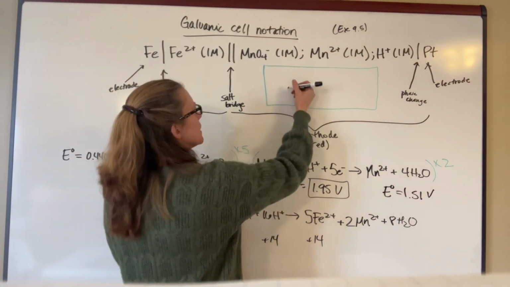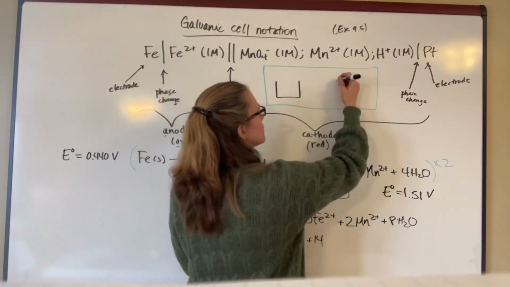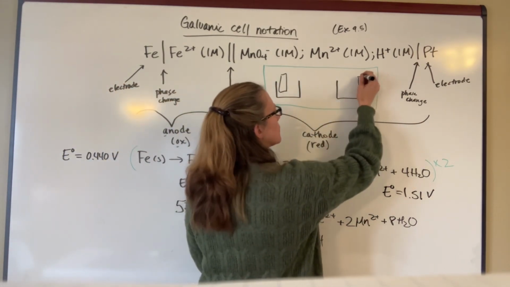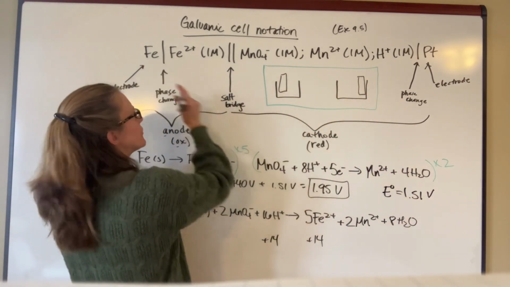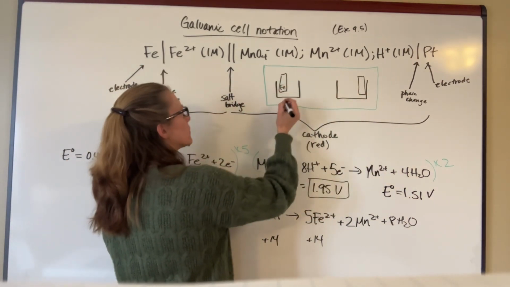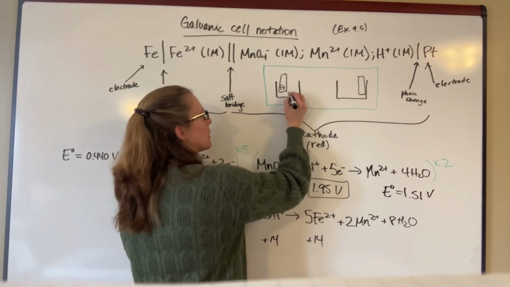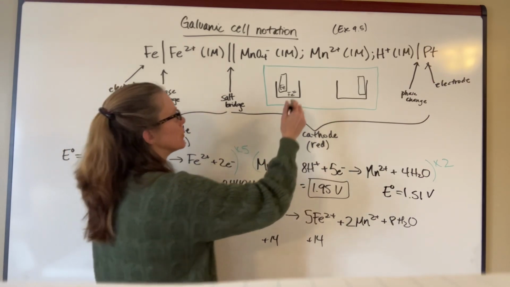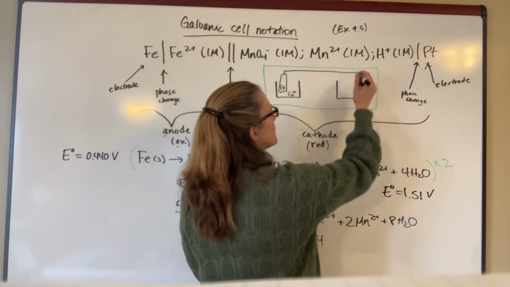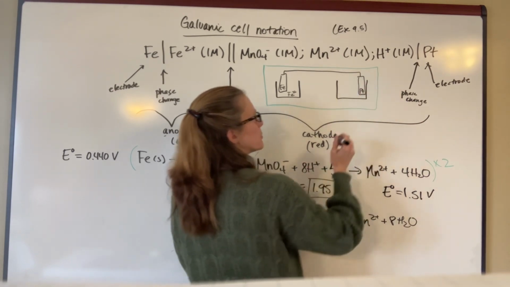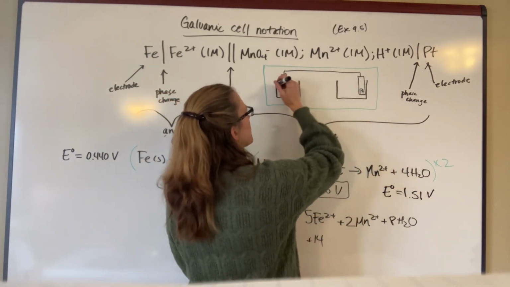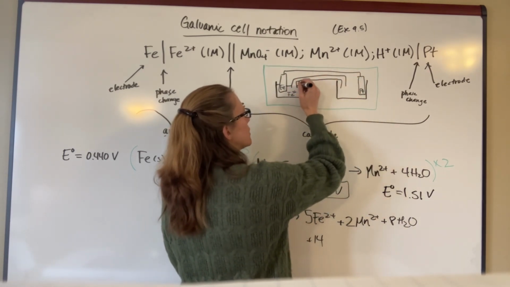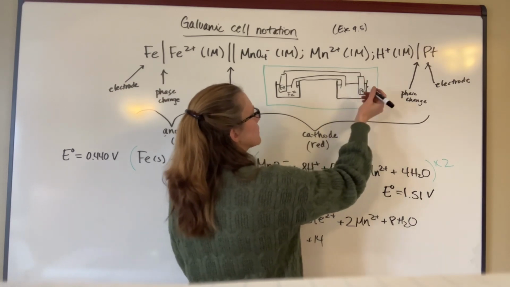And so I've got my 2 containers, and I'm going to have my 2 electrodes. I know that on this side, this electrode is an iron electrode, and I have iron ions in here, and that is connected on this side to a platinum electrode, and I know that I have to have a salt bridge, because that's a part of any galvanic cell.